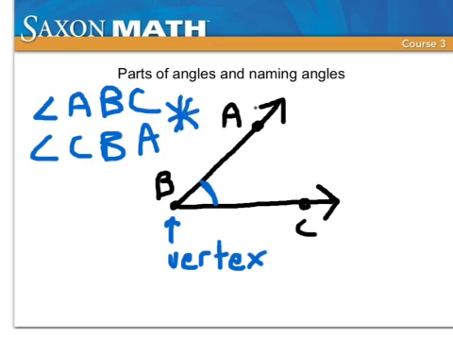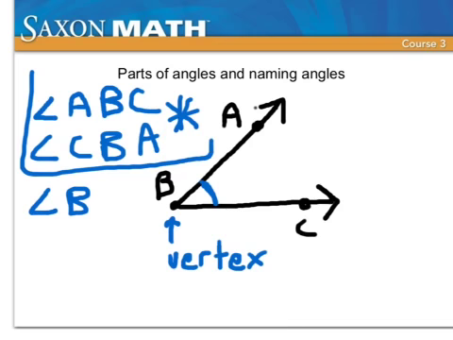Those are the 2 best ways to name the angle. Sometimes you'll see an angle named with just the vertex, so it'd say angle B. The only problem is that's not quite as specific because you'll see some instances where there might be more than one angle B. And we'll talk about those later. Sometimes you might see an angle named angle 1 or angle 2 as well. But these 2 up here are the best ways to name angles if you can. Alright, let's move on to another slide.